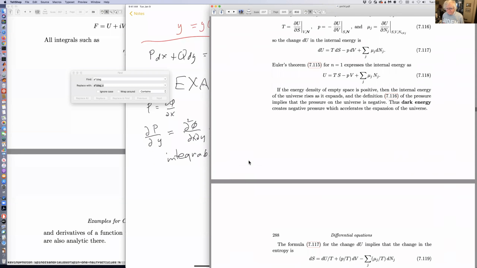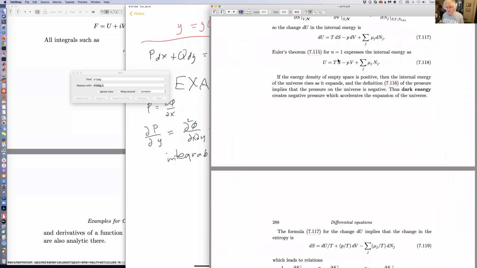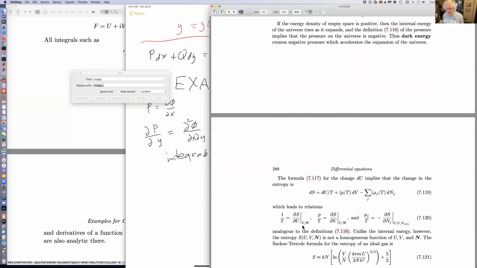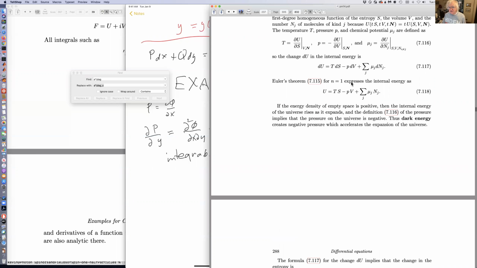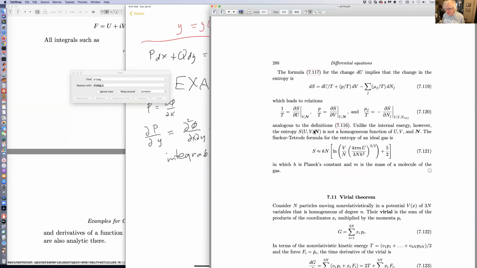Anyway, since du is this, we can form an expression for the change in the entropy, and we get this expression, and that leads to a bunch of definitions like these definitions of inverse temperature, the partial of entropy with respect to internal energy, and so forth. On the other hand, entropy is not a homogeneous function of the internal energy, the volume, and the various numbers of particles. Whoops, we've got some serious questions here.